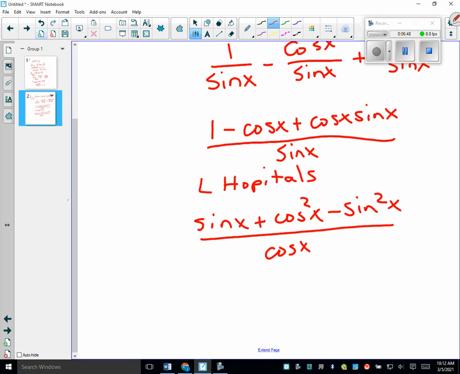Plug 0 in. What's the sine of 0? 0. What's cosine of 0 squared? So this is plus 1 over 1. What's the answer? 1. Okay.